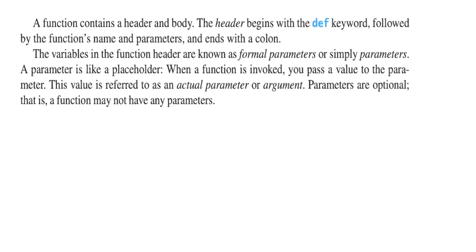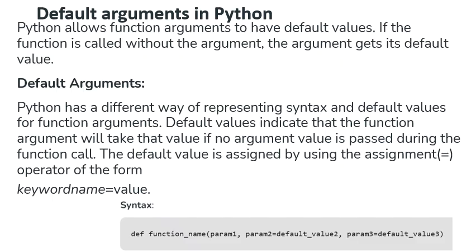A function contains a header and body. The header begins with the def keyword followed by the function's name and parameters and ends with a colon. The variables in the function's header are known as formal parameters or simply parameters. A parameter is like a placeholder. When a function is invoked, you pass a value to the parameter. This value is referred to as an actual parameter or argument. Parameters are optional, that is, a function may not have any parameters.